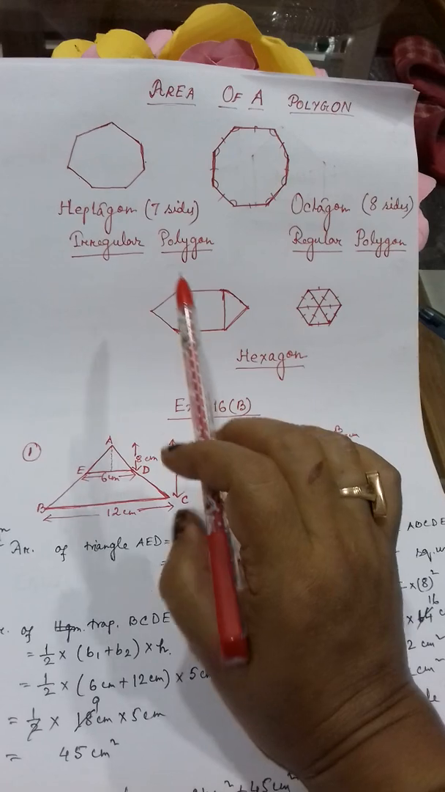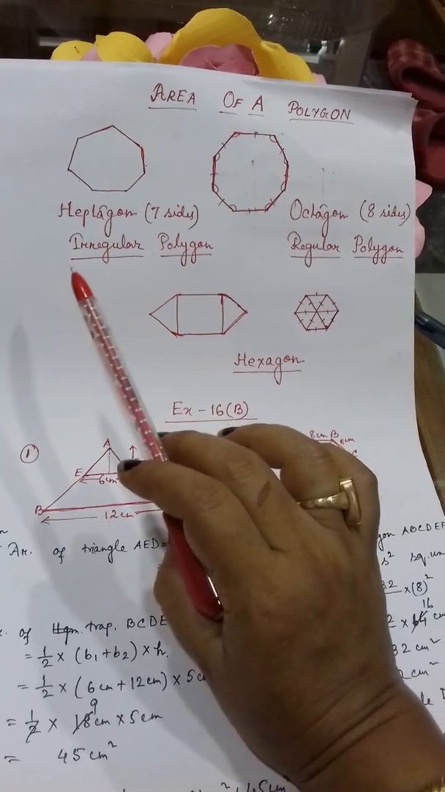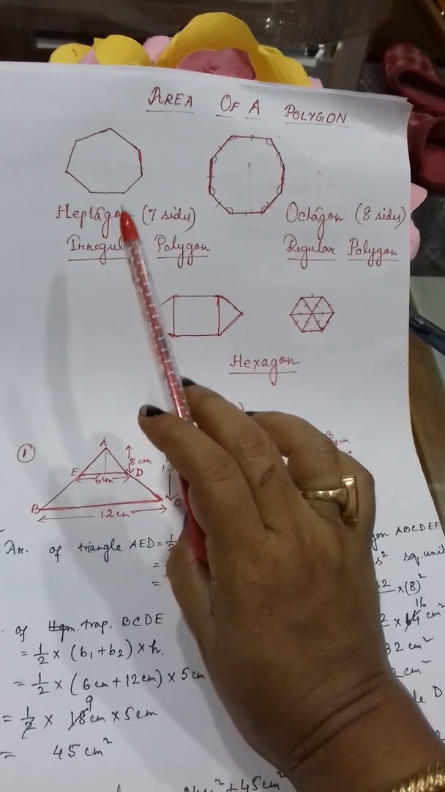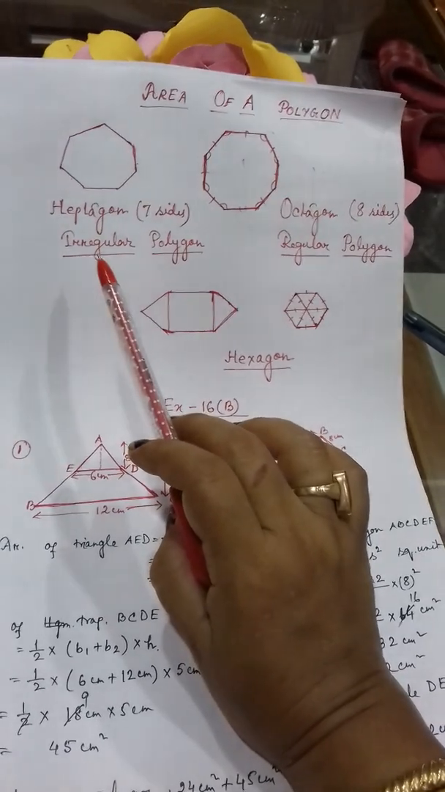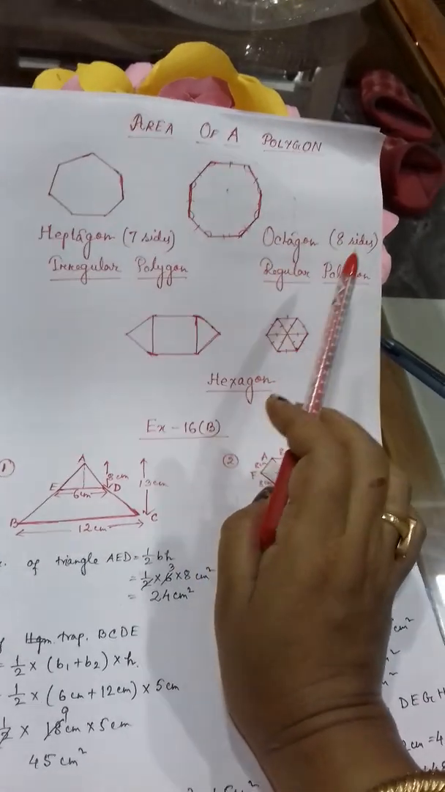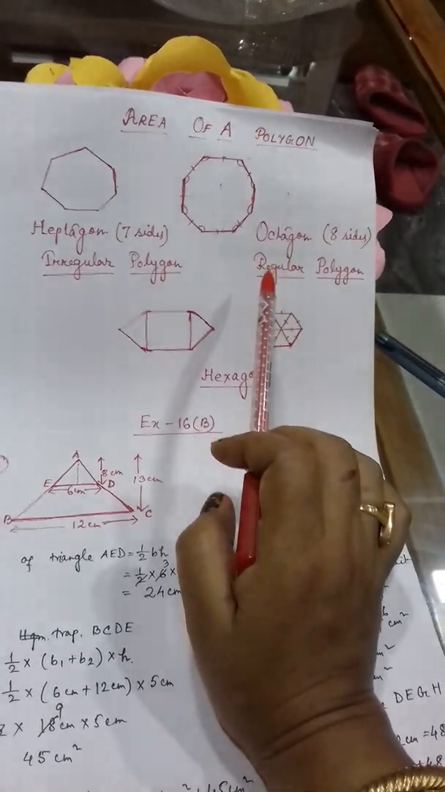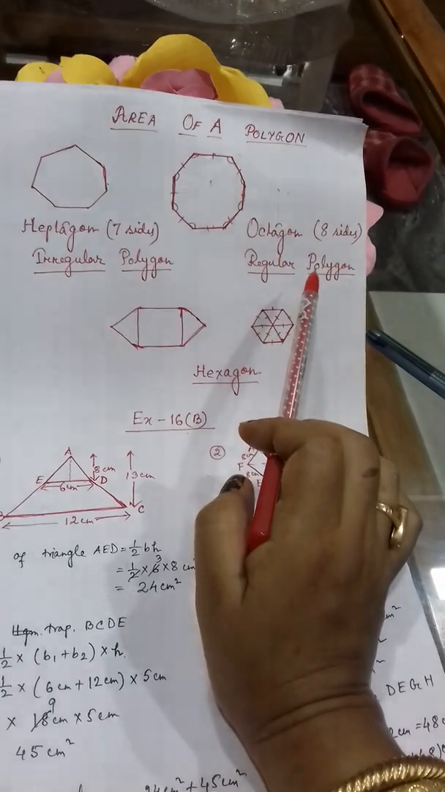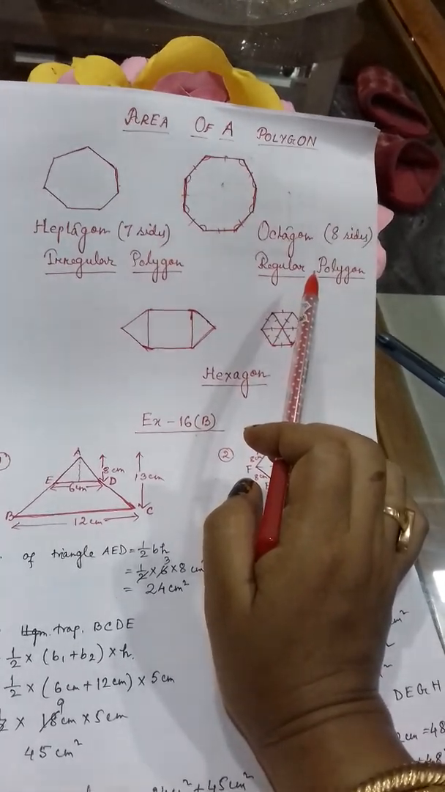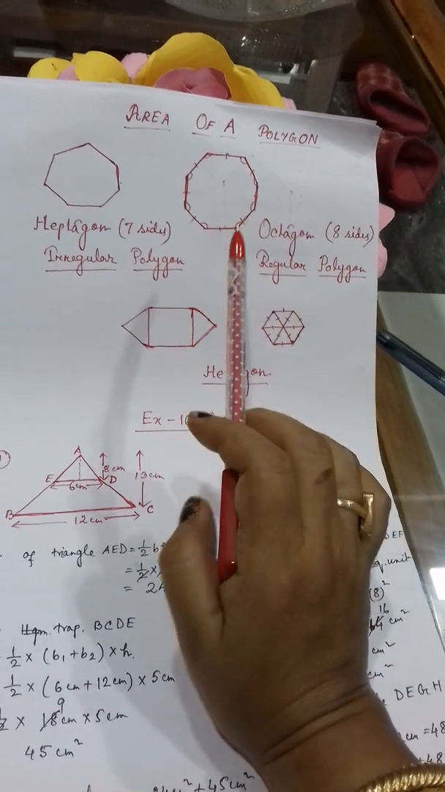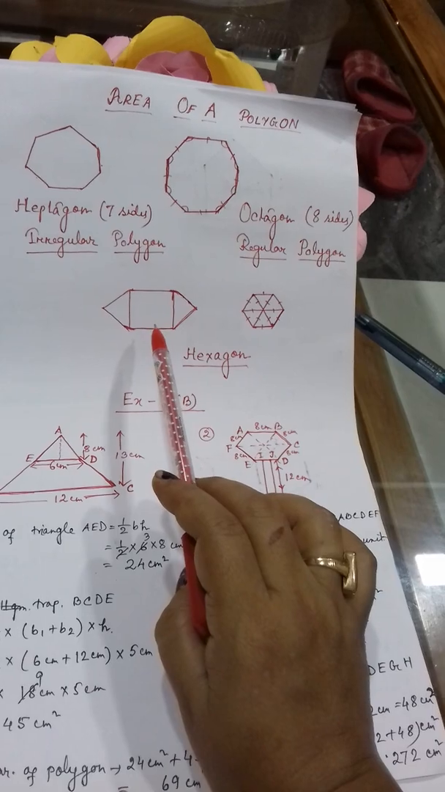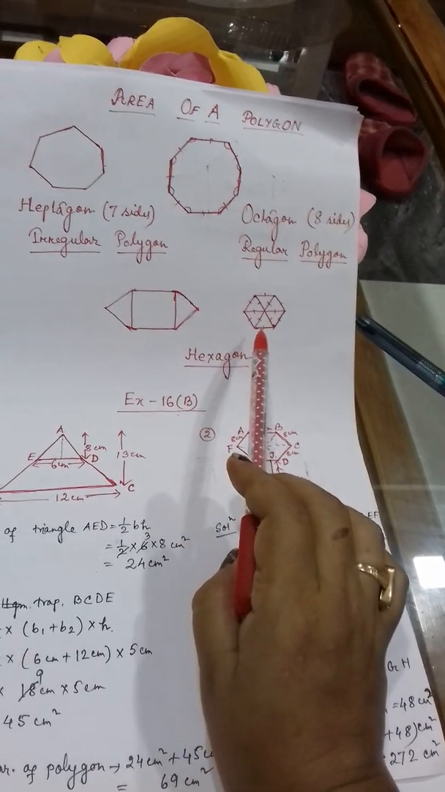So now here, before I start with the exercise, here I have given some examples, like I have drawn some figures. I told you earlier what is regular and irregular polygon. Like heptagon, 7 sides, it is an irregular polygon. But octagon, 8 sides, it is also a regular polygon like hexagon or equilateral triangle. Clear? Now suppose this is a hexagon, clear? It is also hexagon, it is also hexagon.